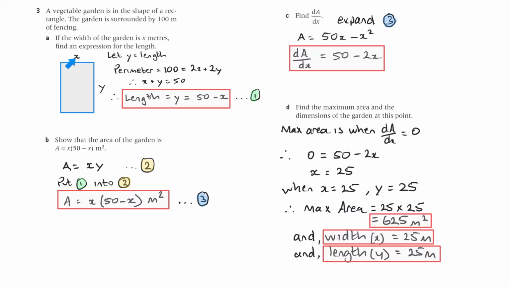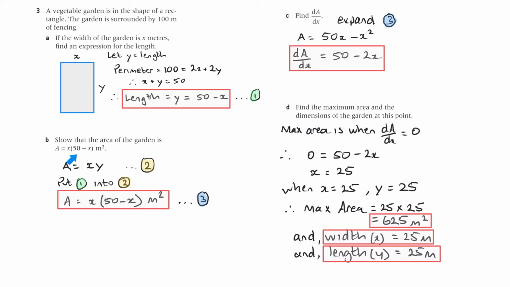Well, we know that length would be 2 of those and 2 of those, so 2x plus 2y equals 100, or x plus y equals 50. So the length y is equal to 50 minus x, because y would just bring the x to the other side there, or minus x from both sides, and you've got y equals 50 minus x.